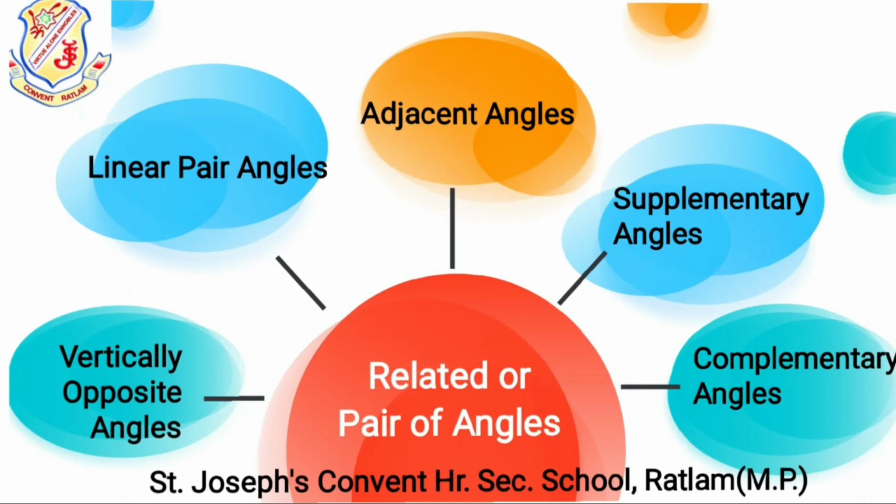So the pairs of angles we have are first complementary angles, then supplementary angles, then adjacent angles, then linear pair angles, and the last we will learn is vertically opposite angles. Now what are all these angles? We will see them one by one in this video.